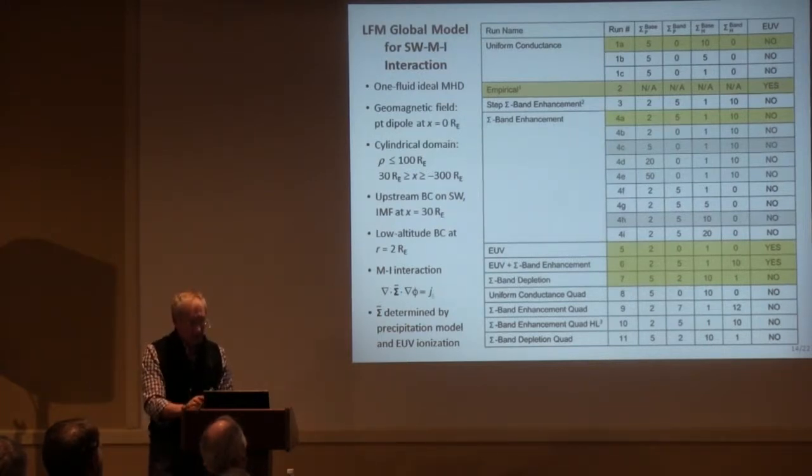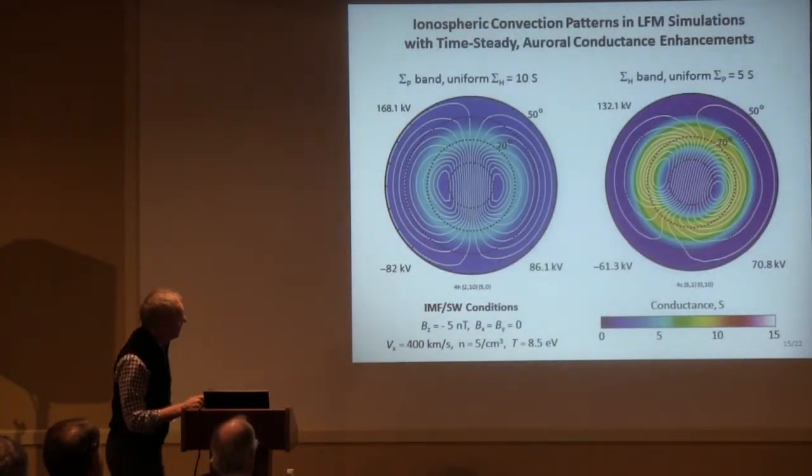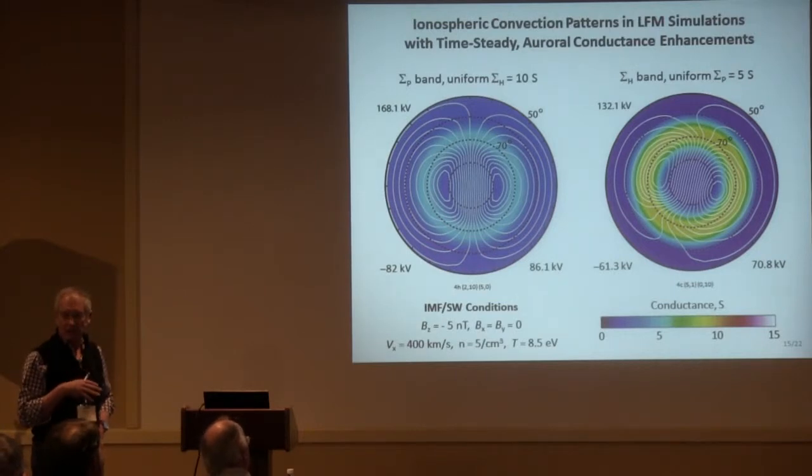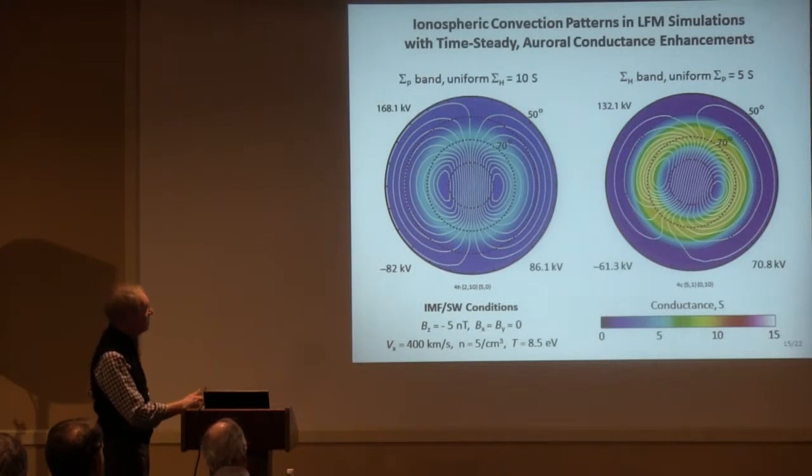But some of the experiments, in fact most of the experiments that Ryan did, were actually controlled and contrived for the conductance. So what I'm going to do is take you through and show you some of the results of what the ionospheric convection pattern looks like in these simulations, and then go out into the plasma sheet and see what the implications are for the plasma sheet.